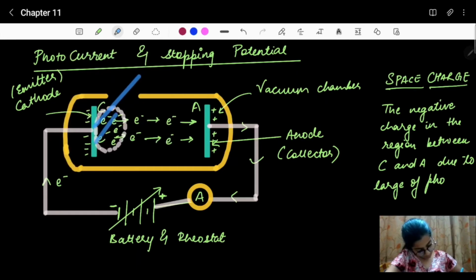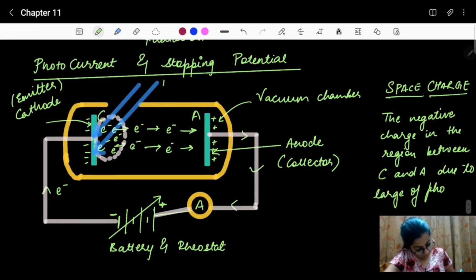Okay. So from here, there is light which is striking over the cathode plate. So here there is radiation of light, and it consists of nothing but photons. So these are the photons which strike over the metal surface.